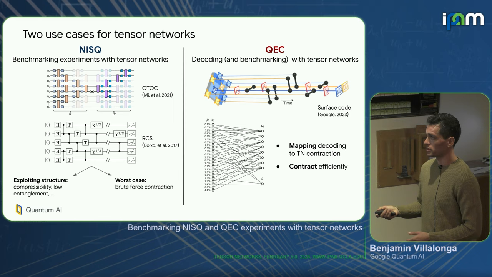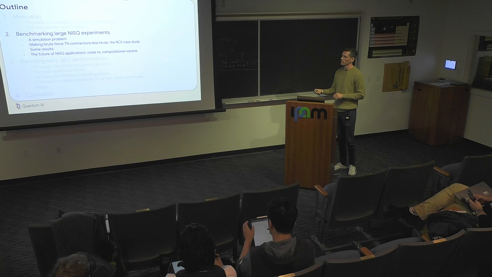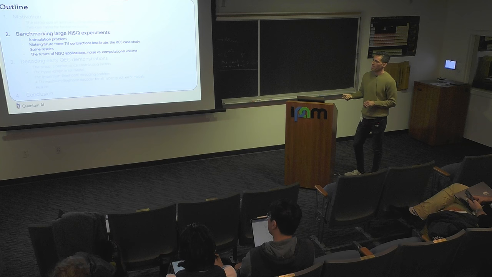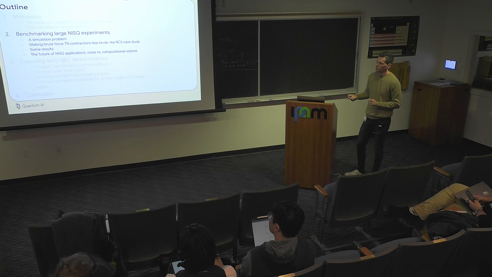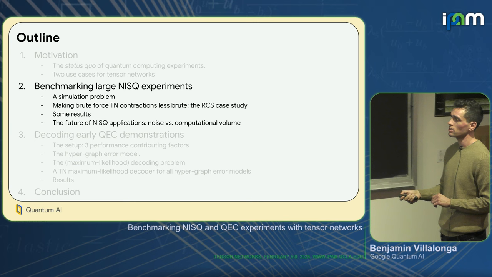So let's get into the first half of the talk, which is talking about one of the ways tensor networks enter benchmarking NISQ experiments, so these noisy experiments. I'll explain where the simulation comes in and why tensor networks are a good tool for simulation. Then how we try to tame these brute force approaches in order to make them more approachable. Then I'll give some results as examples, but I will focus on the methods. And then I'll end with something not directly related to tensor networks, but some interesting open questions on these experiments.